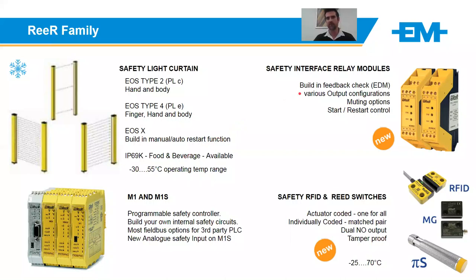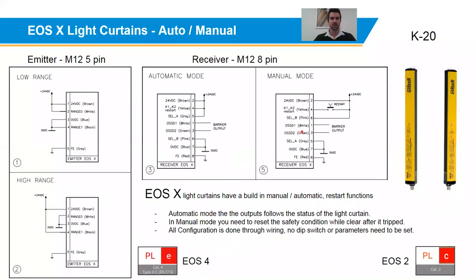New to the catalog, we've got the safety interface modules. We'll be discussing some of these applications in the next few slides, as well as the safety RFID, that's radio frequency ID switches, and the standard magnetic reed switches, both safety type, also new to the catalog. So starting with the EOS light curtains, this is on page K20.